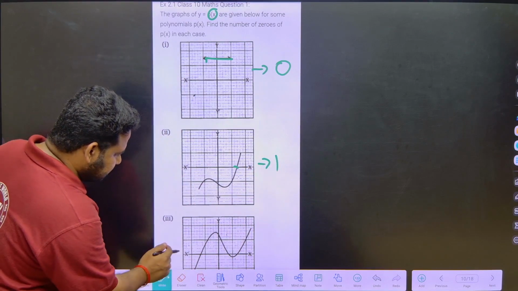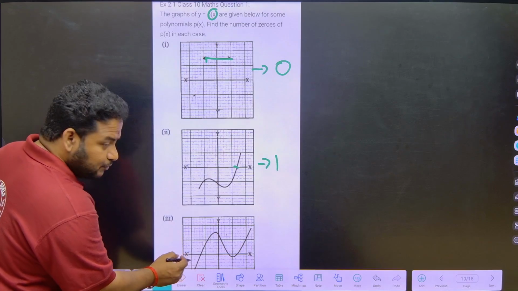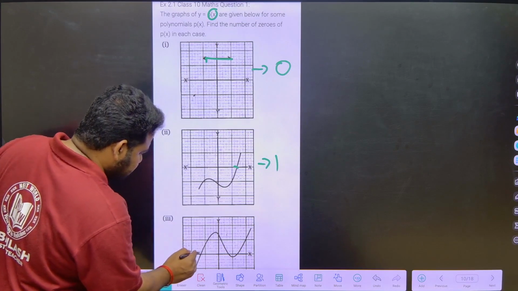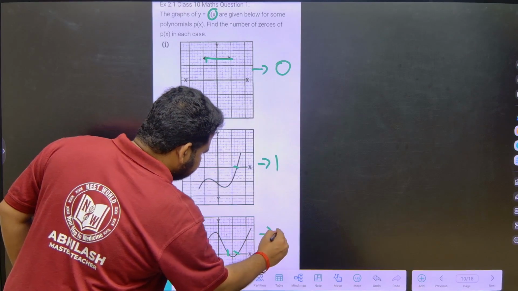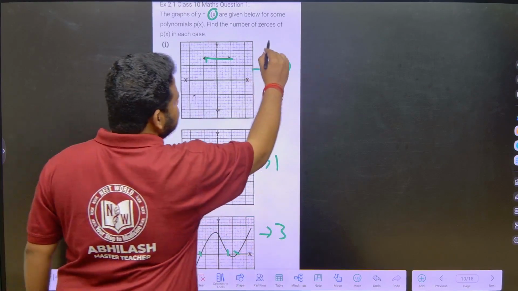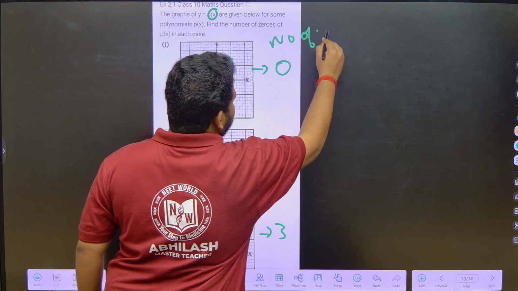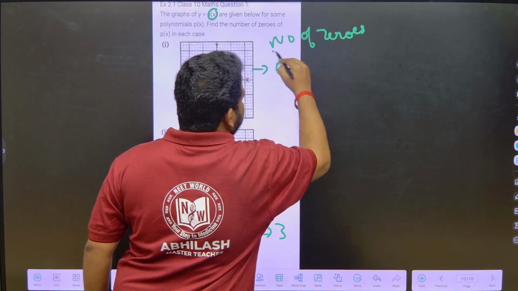Here look at this, in this question it is cutting the x axis at how many points? 1, 2 and 3. So the number of zeros is how much? The number of zeros is 3. Okay, these are all the number of zeros.